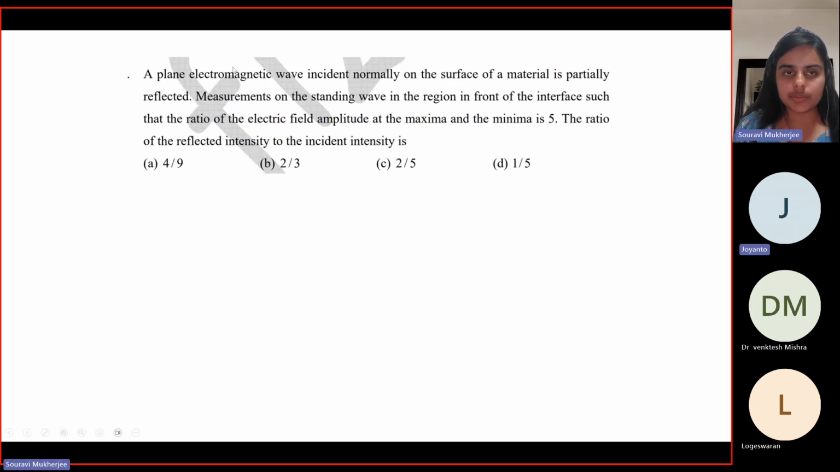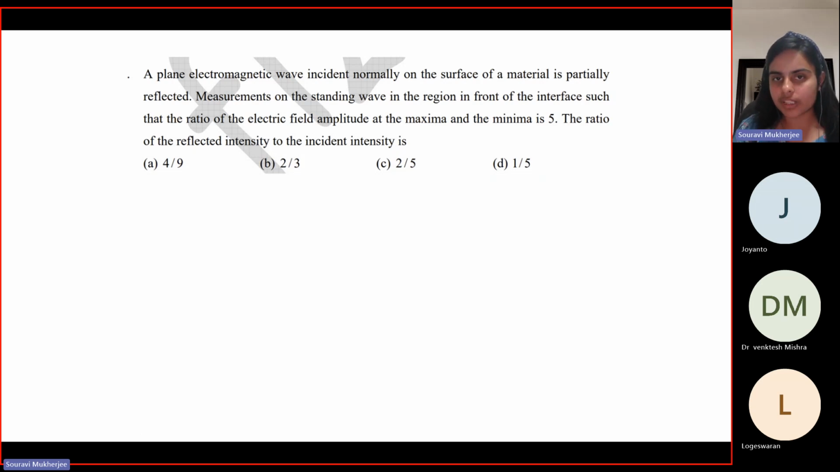Now, this is another question which is very straightforward. It says that you have a plane electromagnetic wave which is normally incident on a surface. Once it is incident, it is partially reflected and partially transmitted. And it says that in the reflected regime, that is, in the region from where the light had initially been incident, standing waves form in front of the interface, such that the ratio of the electric field amplitude at the maxima and the minima is given. So the question is, what is the ratio of the reflected intensity to the incident intensity?